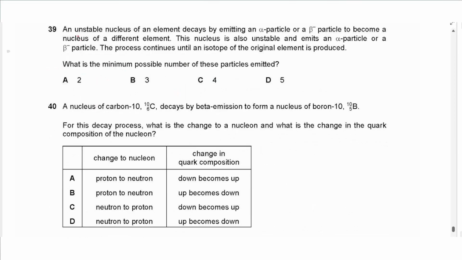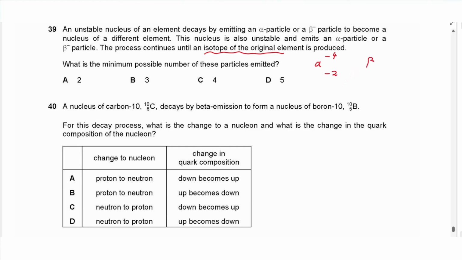Question 39 says an unstable nucleus of an element decays by emitting an alpha particle or a beta particle to become a nucleus of a different element. This nucleus is also unstable and emits an alpha particle or a beta particle. The process continues until an isotope of the original element is produced. That means we return to the same proton number. So an alpha emission decreases the nucleon number by 4 and decreases the proton number by 2. So we need to increase the proton number by 2 again.